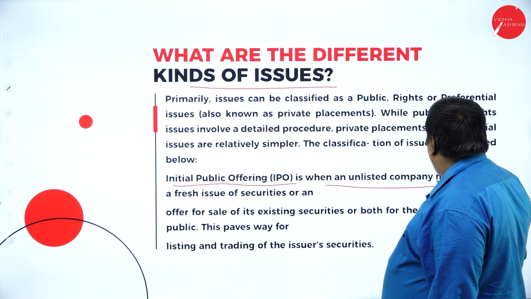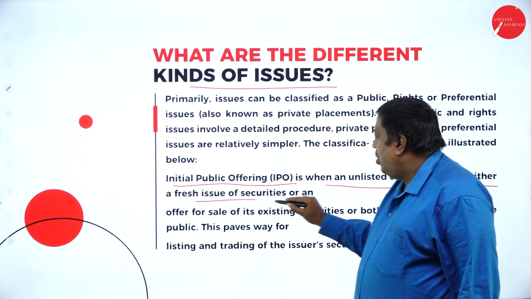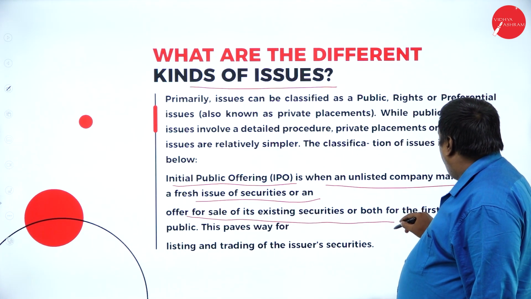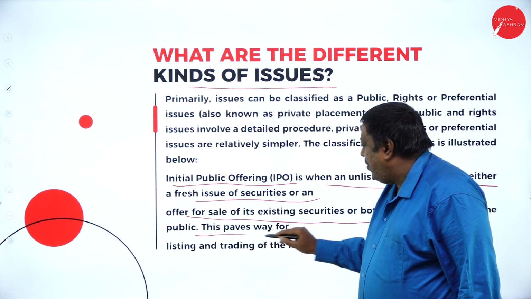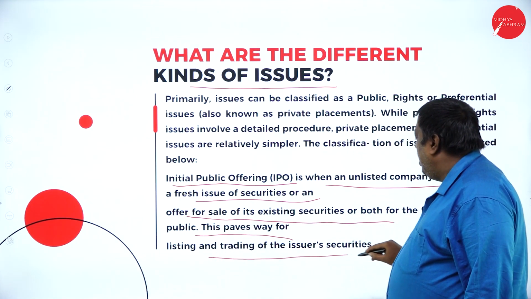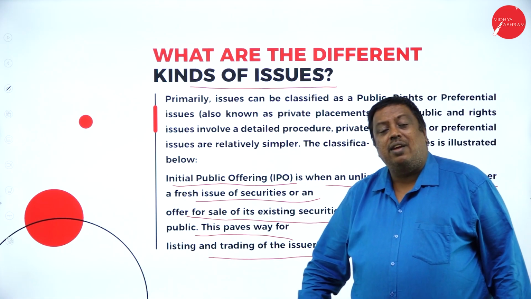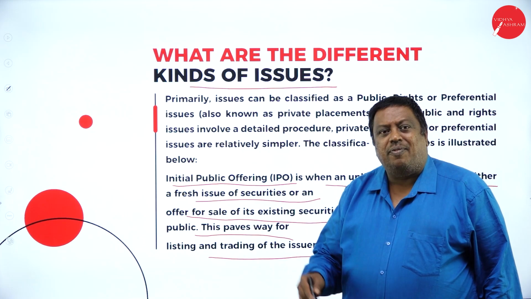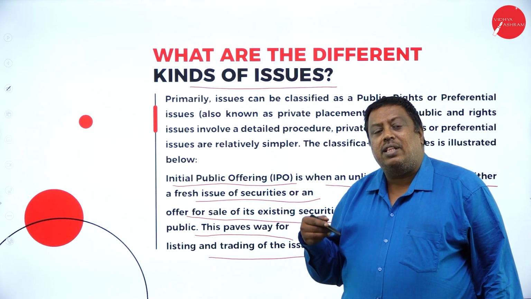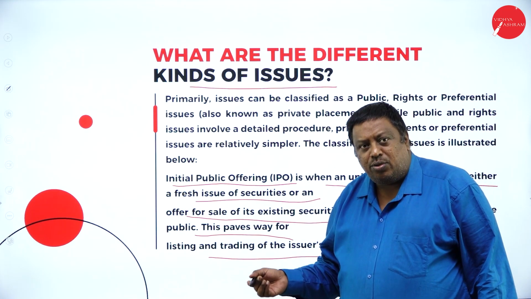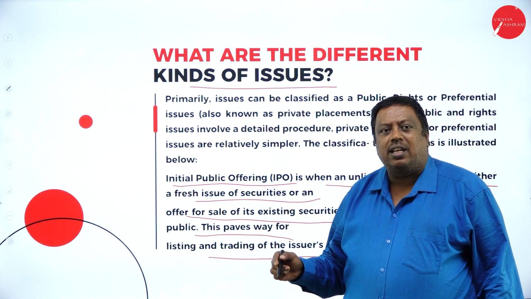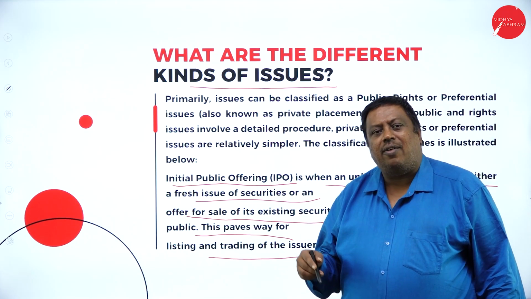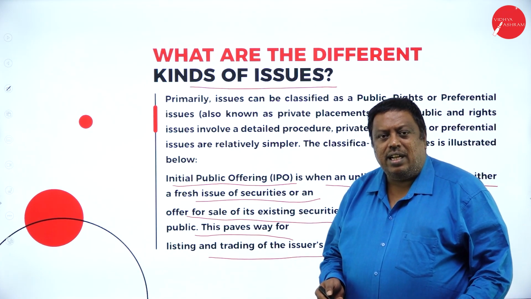When an unlisted company makes either a fresh issue of securities or an offer for sale of its existing securities to the public for the first time, this paves the way for listing and trading of the issuer's securities. They're saying that if it is the first time it is issuing, then it issues to the public. If it is an unlisted company and there are remaining shares not issued to the public, they can be issued to the public or to the existing shareholders after getting the concept of growth.